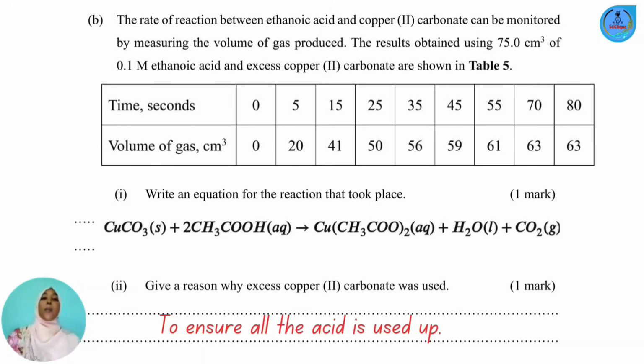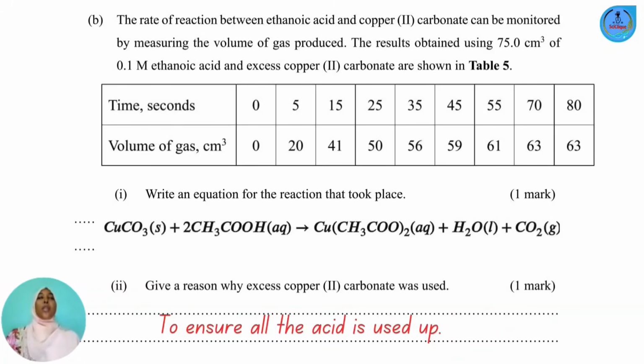So we have copper carbonate reacting with ethanoic acid. When you have a carbonate reacting with an acid, you get a salt, water, and carbon 4 oxide. So we end up having copper ethanoate, water and carbon 4 oxide.